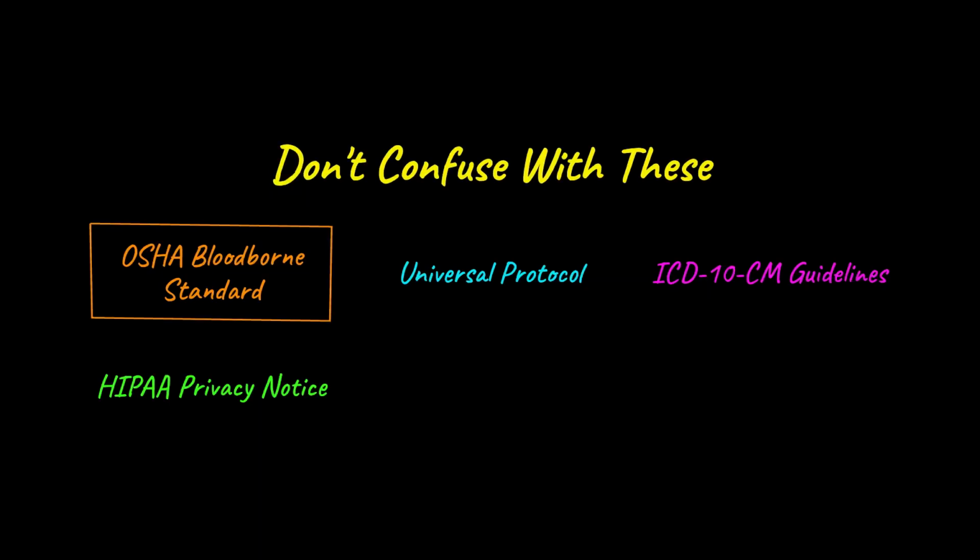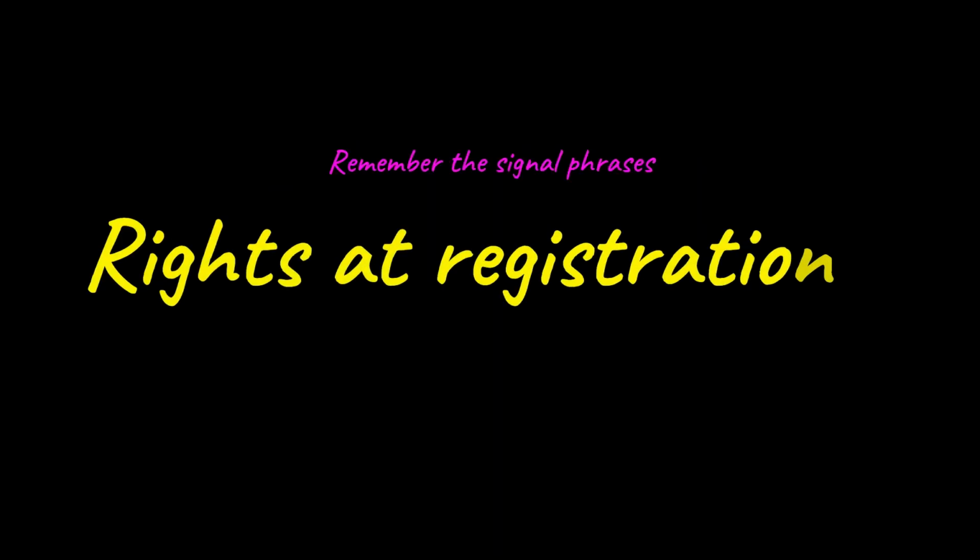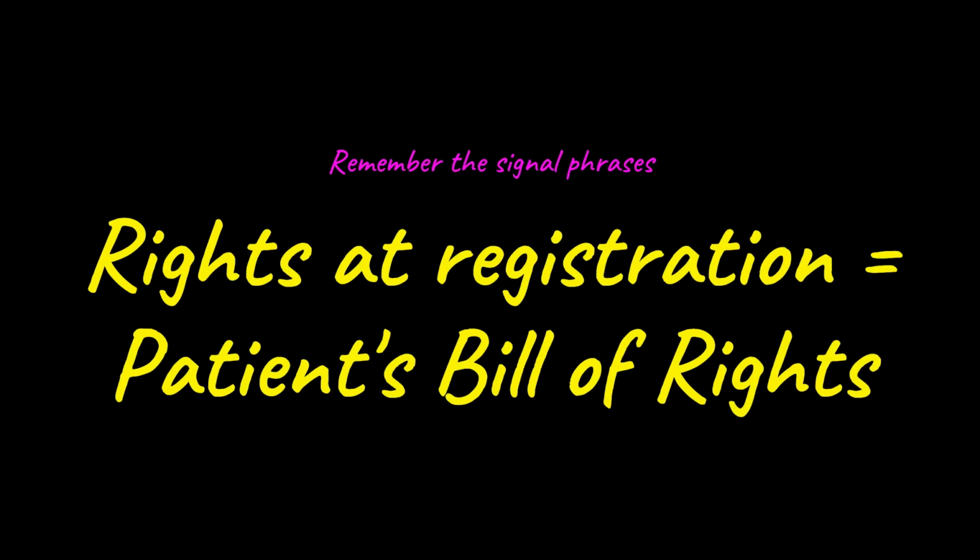Exam writers love to swap in lookalike documents. The OSHA Bloodborne Pathogens Standard protects workers from infectious exposure. Universal Protocol governs pre-procedure surgical safety. ICD-10-CM guidelines govern diagnosis coding. And HIPAA's Notice of Privacy Practices covers protected health information, related, but each a separate document with its own purpose. Whenever a stem mentions informed consent, privacy, records access, filing a complaint, or rights explained at registration, think Patient's Bill of Rights.